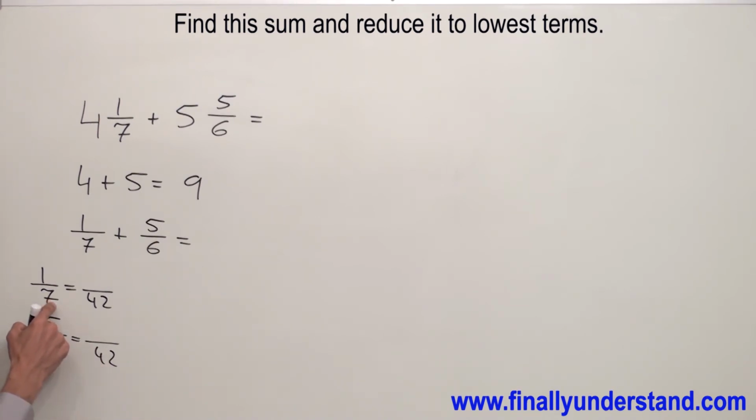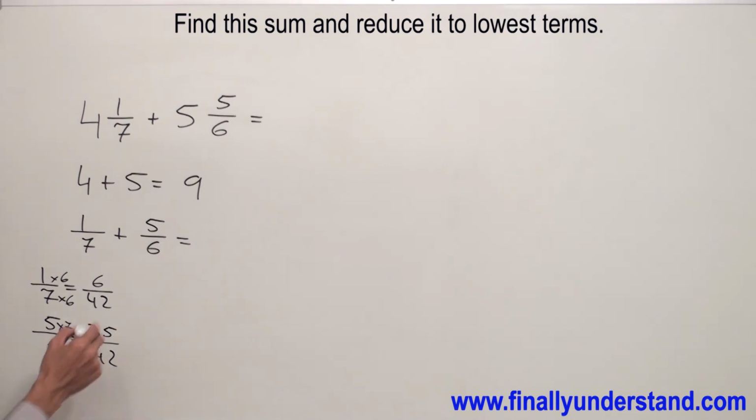Now, the question is, by what number do I have to multiply 7 to get 42? I have to multiply by 6. Whatever I did in the denominator, I have to do also in the numerator. So 1 times 6 is 6. By what number do I have to multiply 6 to get 42? By 7. 5 times 7 is 35.